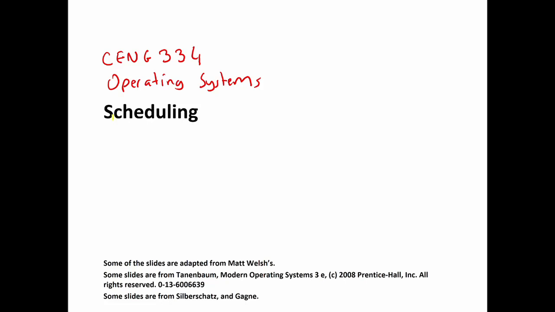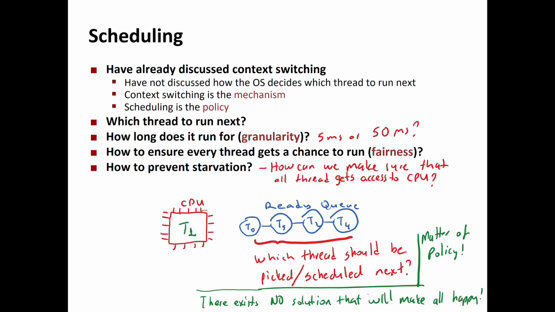Now, I will be talking about scheduling today. What is scheduling? Well, we have already discussed context switching, which means the operating system basically runs on, let's just say, a single CPU. So it's running just a single thread at a time.